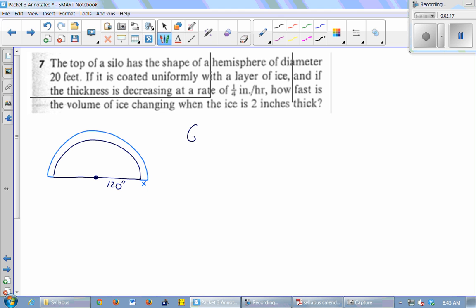All right, so let's see, what am I given and what do I want? So the rate I'm given is the rate at which the thickness of the ice is decreasing. So how would I represent that using the variables I've put in my picture? dx/dt. And because x is decreasing, the thickness of the ice is decreasing, dx/dt should be negative. So this is negative 0.25 inches per hour.